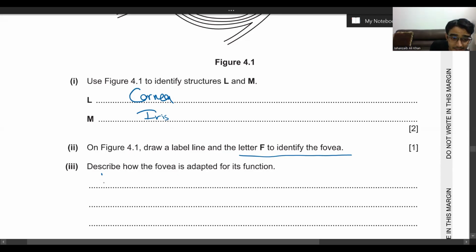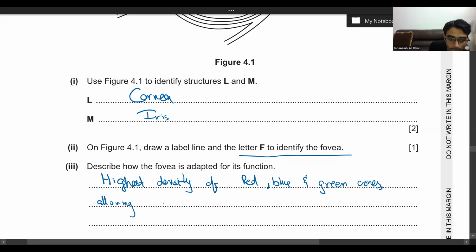The fovea has the highest density of red, blue, and green cones, allowing absorption of all wavelengths of light, right?